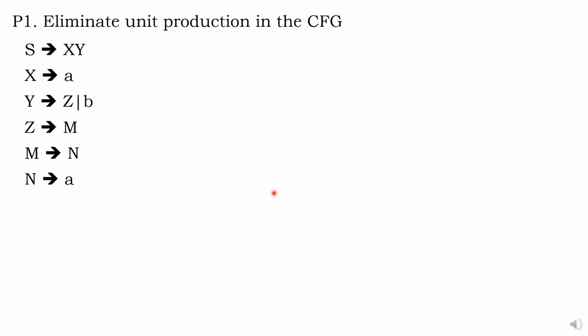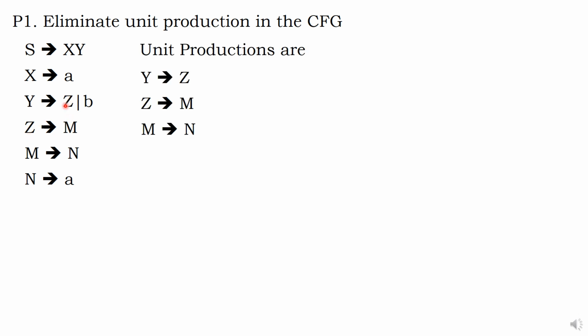Let us have an analysis here. Z gives M gives N gives A. There are many unit productions here. There is one unit production, there is one unit production. Even here also one unit production is there. So, Y gives Z, Z gives M gives N. All are unit productions we are having.